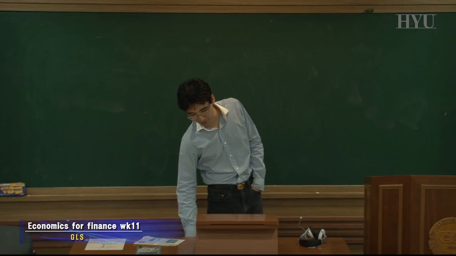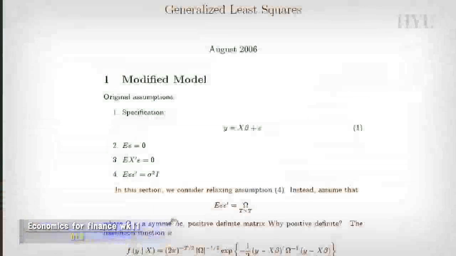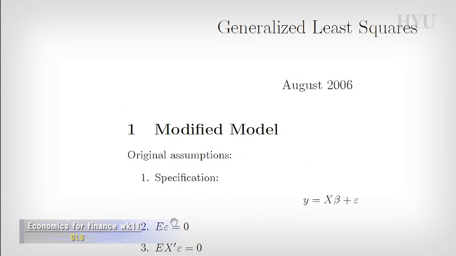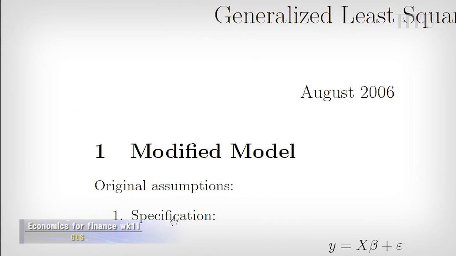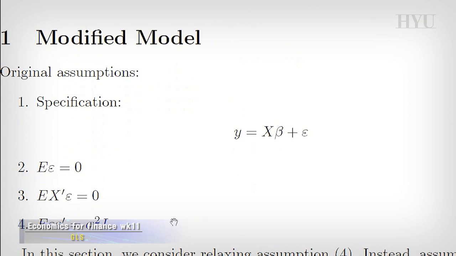Still we are using a linear model, y equals x beta plus epsilon. So same specification. And then the mean of epsilon is still 0. x and epsilon are still orthogonal to each other. So conditional on x, the mean of epsilon is 0.